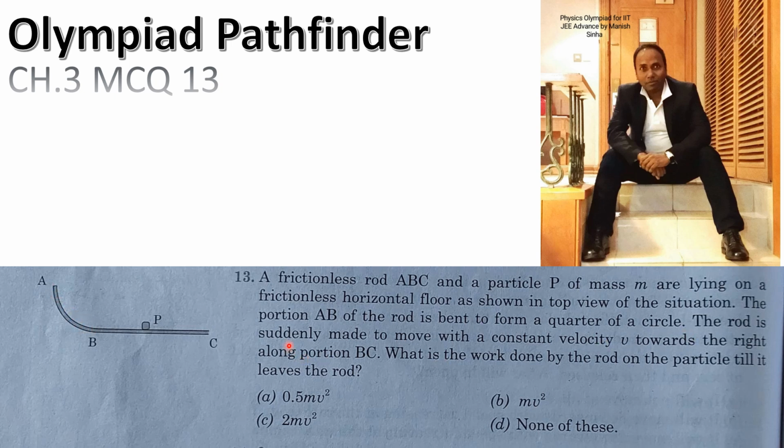The rod is suddenly made to move with a constant velocity v towards the right along portion BC. The rod is imparted a velocity v along the direction of BC. What is the work done by the rod on the particle till it leaves the rod? There are four choices given and we have to find out which one is correct and how many are correct. So let us start solving this problem.